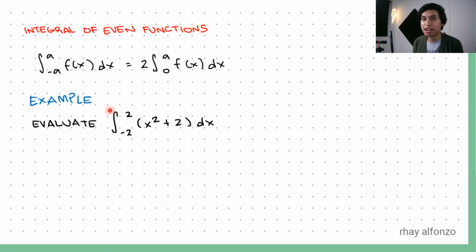So for example, here we have evaluate the integral of x squared plus 2 from negative 2 to 2. So we have x squared, or x raised to 2, which is an even number. And we can rewrite our constant 2 as 2 times x raised to 0, because when we simplify this it just becomes 1. So therefore, this one is even as well. And since all exponents of x are even, our function is even.